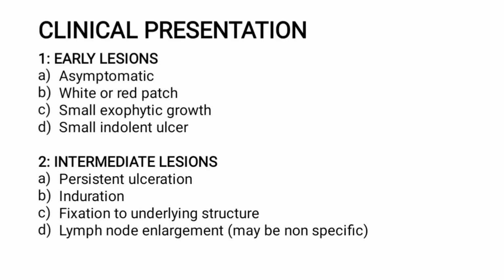Clinical presentation, which is divided in three parts: early lesions, intermediate lesions, and then advanced lesions. So, how to remember it? First of all, in early lesions, the patient is asymptomatic. There are no symptoms, but there is a presence of a white and red patch, exophytic growth, and a small indolent ulcer. It means that the growth is considered an indolent ulcer.